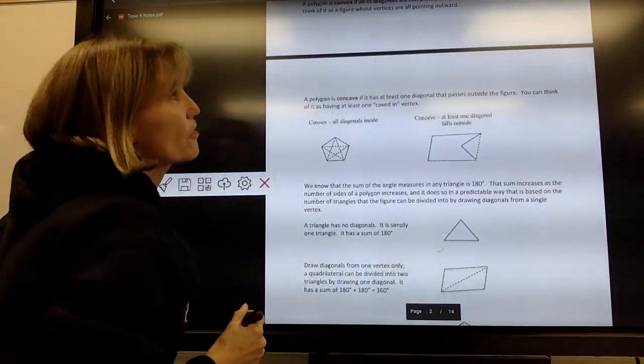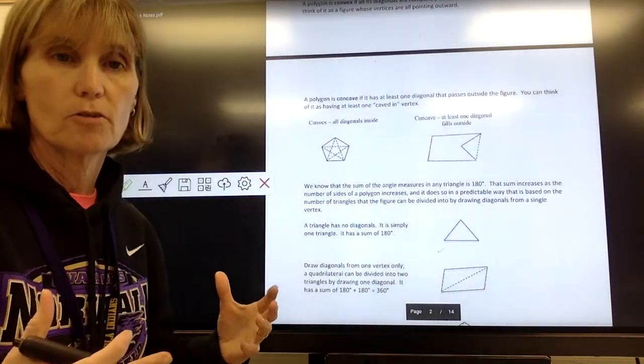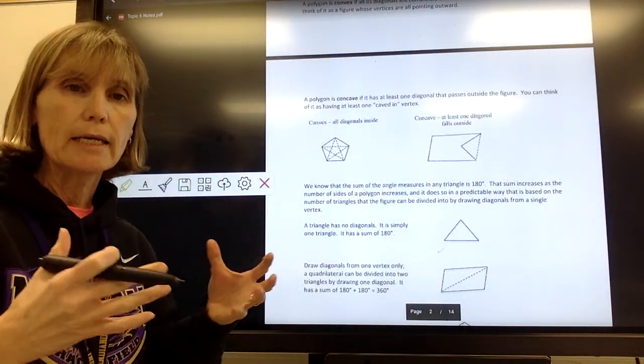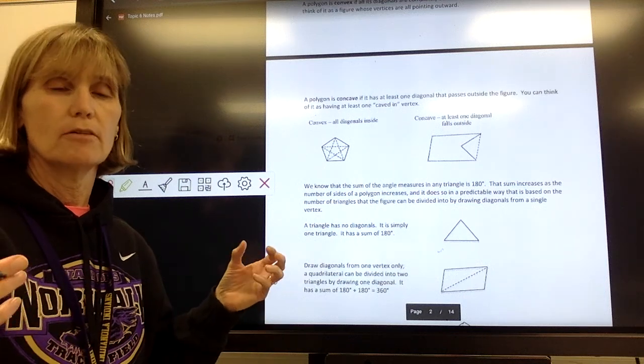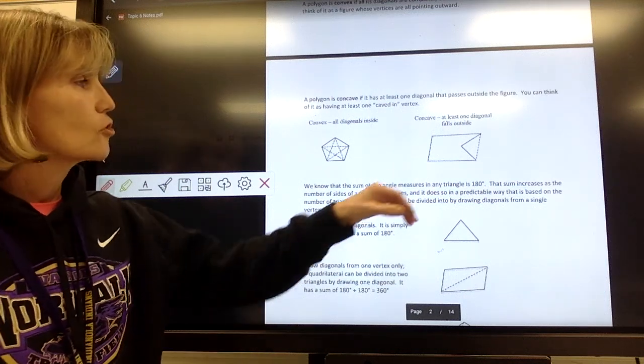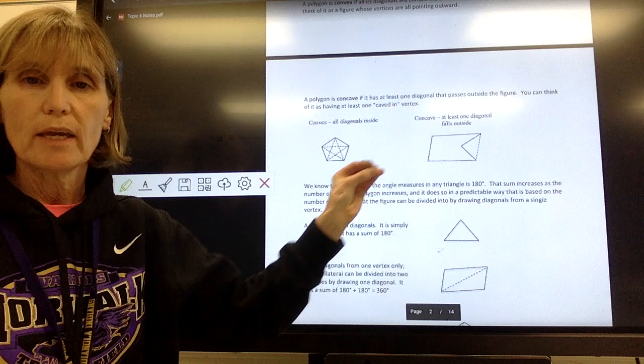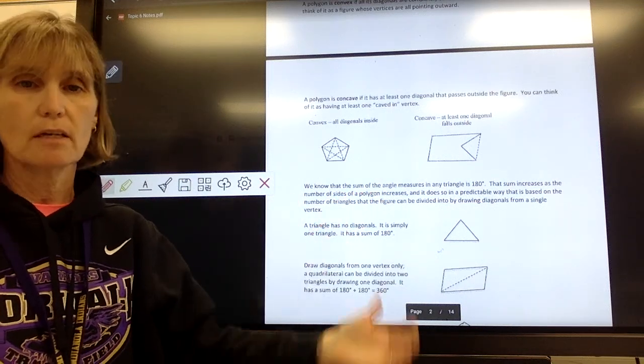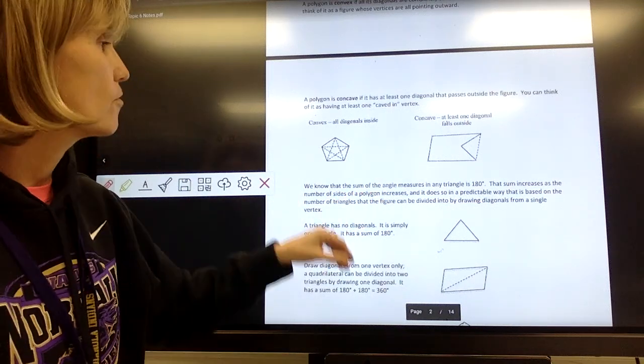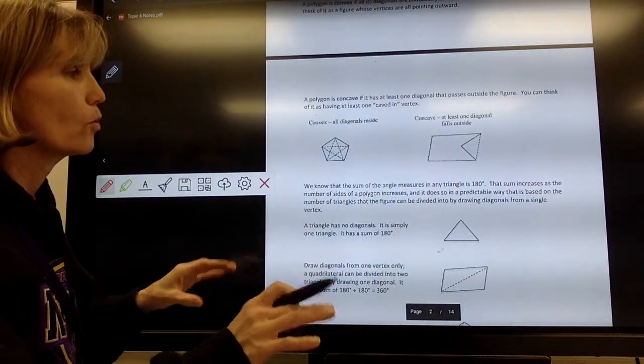One thing that I think of when I think of those vocabulary words is concave. Kind of, you get that idea of it caves in. So if you have any of the corners that actually go in towards the inside of the figure, that's going to be a concave figure versus convex, where all of the corners are outside.